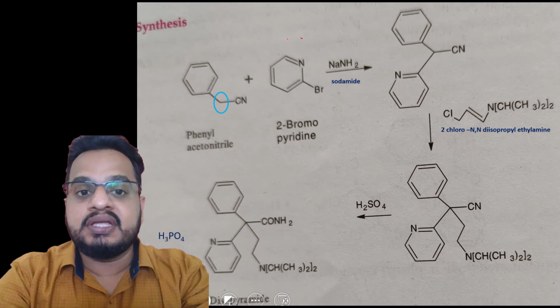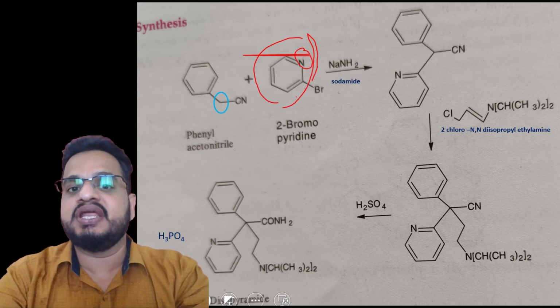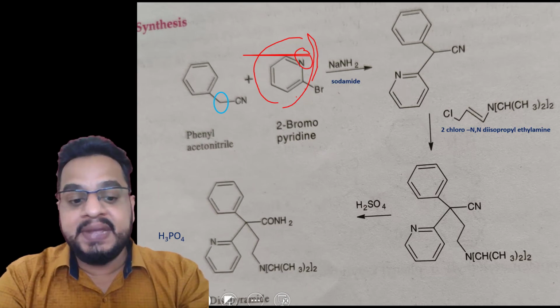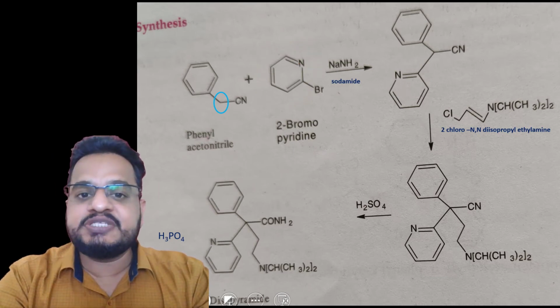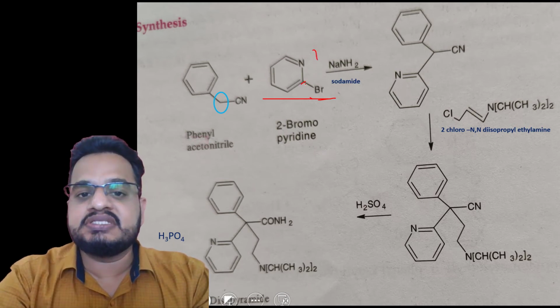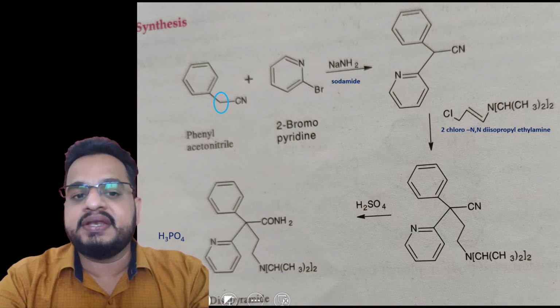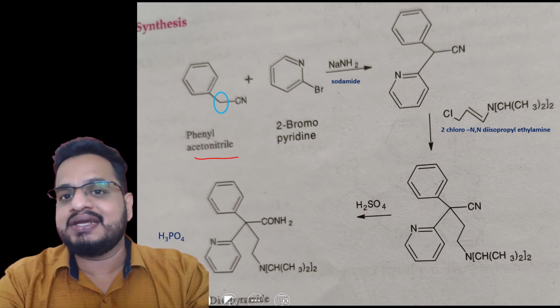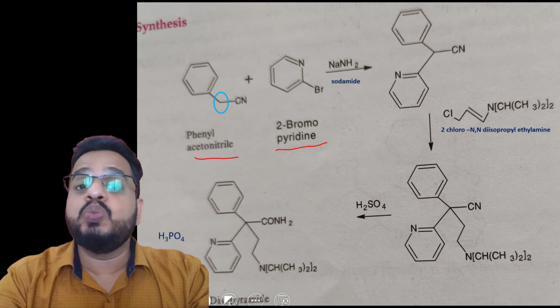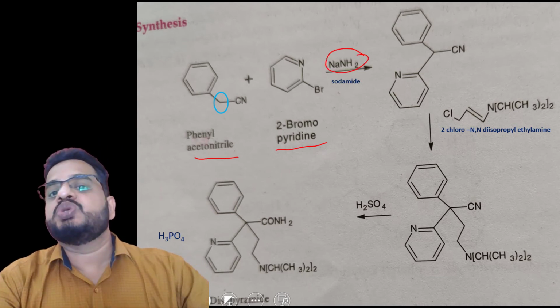This phenyl acetonitrile is going to react with 2-bromopyridine. Pyridine is what? See, this is a benzene ring with a nitrogen, so that is your pyridine, isn't it? So this pyridine, this is the first position, this is the second position. This is 2-bromopyridine. So phenyl acetonitrile reacts with 2-bromopyridine in presence of NaNH2, that is sodamide.